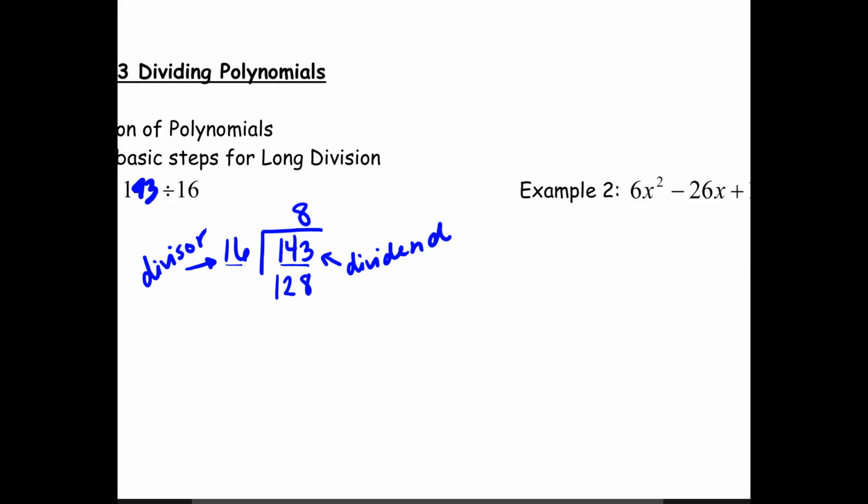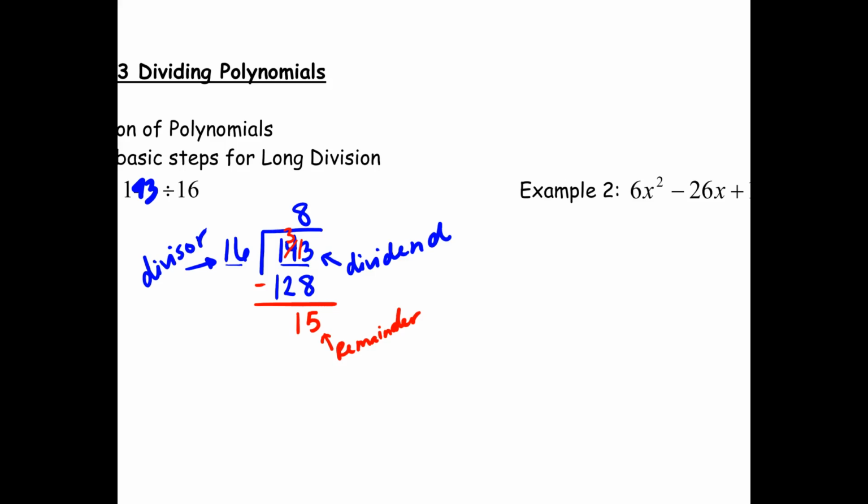What's the next step in the process of long division? Subtract, good. And we get a remainder, borrow from the 4. 13 minus 8 gives me 5. 3 minus 2 gives me 1. And what is that thing called? Remainder. And what's the number 8 called? Quotient. Yes, you guys are awesome.